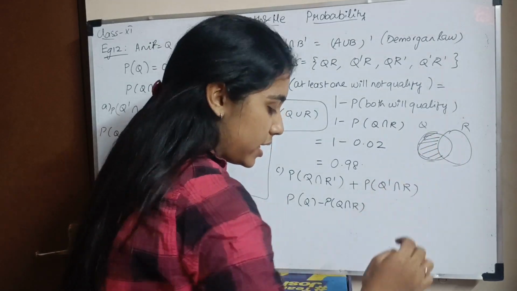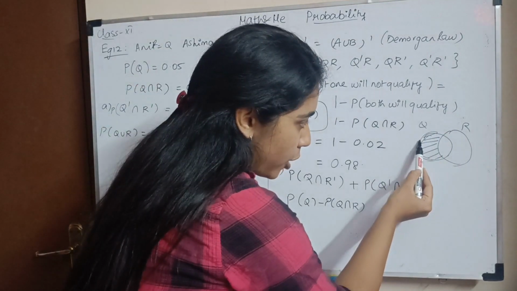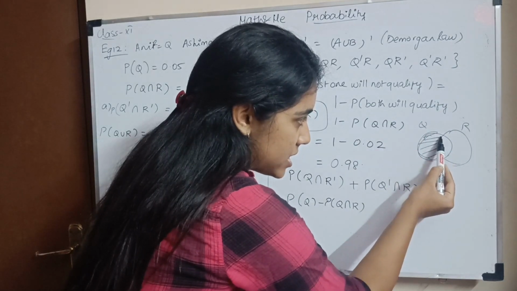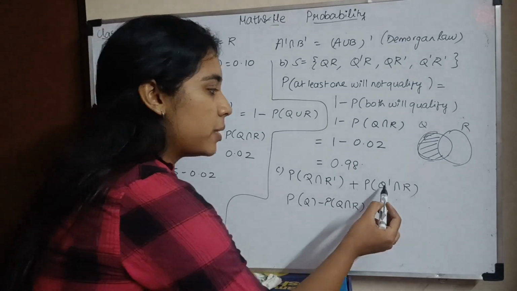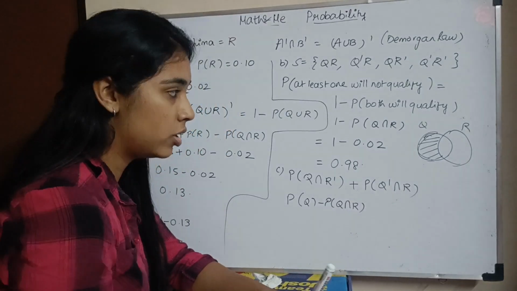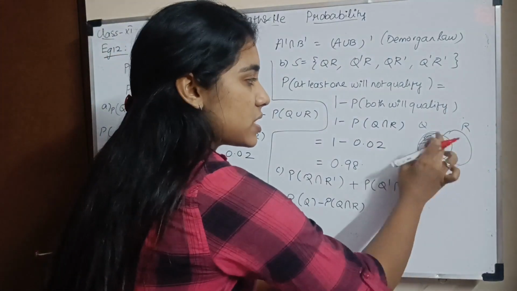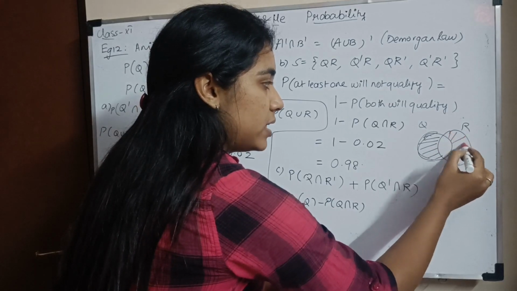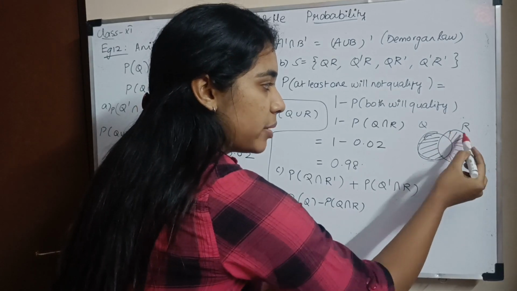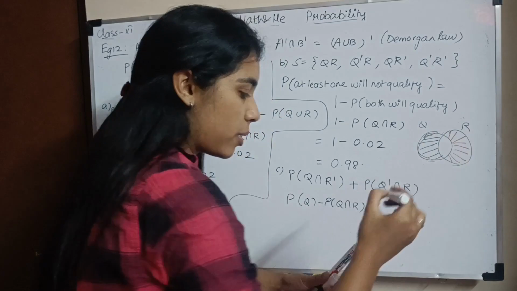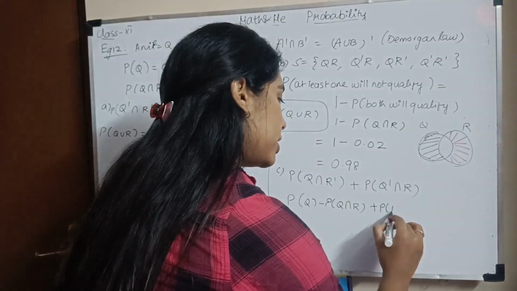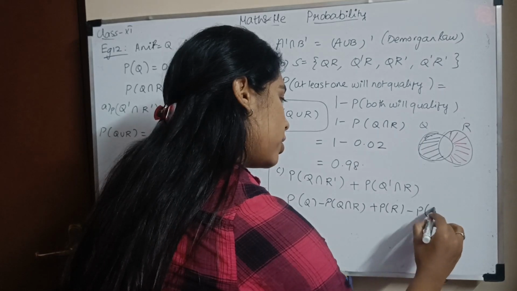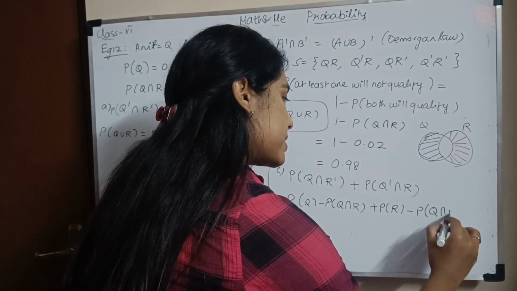So what is this part? This is basically probability of Q minus probability of Q intersection R. Similarly, what will probability of Q dash intersection R be? Q dash is everything except this circle. Intersecting with R will be this area. So in the other area, it will be probability of R minus probability of Q intersection R. Correct?